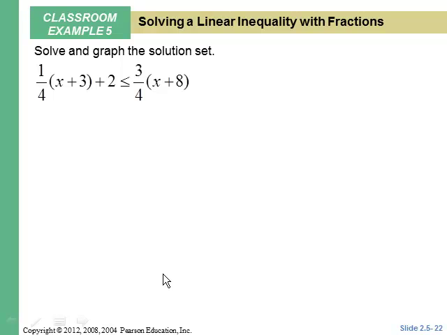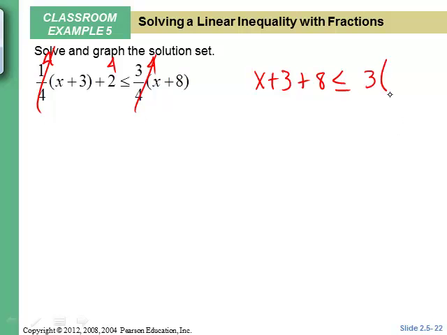Another one, same kind of a thing. Multiply everything by 4. There's a 4, there's a 4, and there's a 4. These cancel, so we have x plus 3 plus 2 times 4 is 8 is less than or equal to 3 times x plus 8. X plus 11 is less than or equal to 3x plus 24.